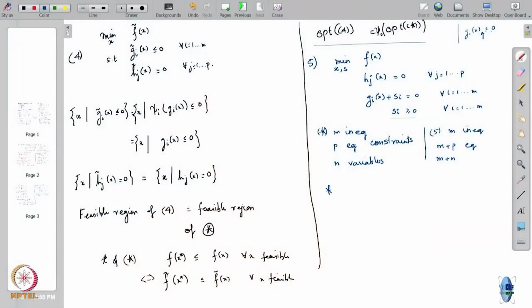So as I was saying, can you observe why the two are equivalent first? I have not discussed that. So why is problem 5 equivalent to star? The way to observe this is to look at the feasible region of star. This is the set of x such that all the constraints of star hold.